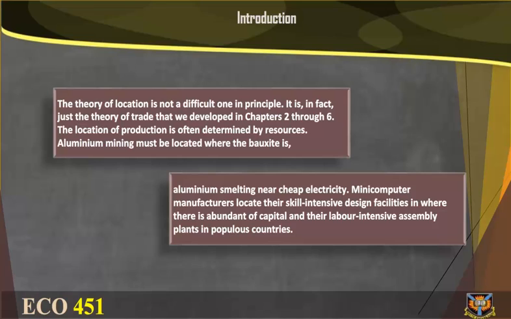The theory of location is not a difficult one in principle. It is, in fact, just the theory of trade that we developed in chapters 2 through 6. The location of production is often determined by resources. Aluminium mining must be located where the bauxite is. Aluminium smelting is located near cheap electricity. Many computer manufacturers locate their skill-intensive design facilities where there is an abundance of capital and their labor-intensive assembly plants in populous countries.